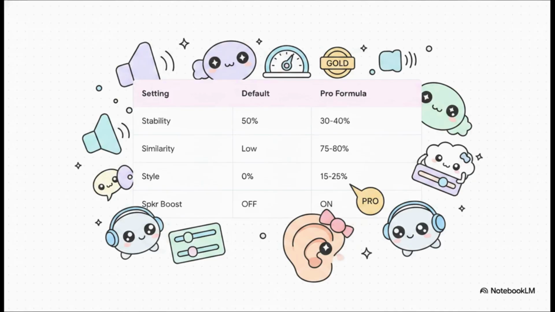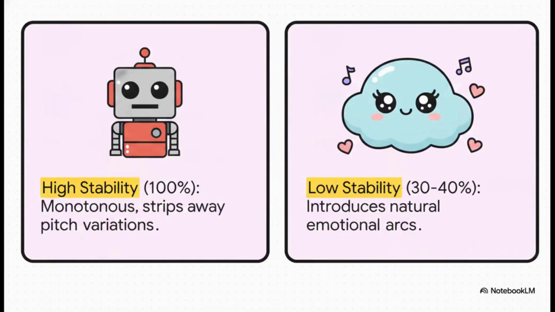Then you want to push similarity boost up to around 75 or 80%, add a touch of style exaggeration at 15 to 25%, turn speaker boost on for solo narrations, and adjust the speed to perfectly match your natural spoken cadence. It feels backwards, right?